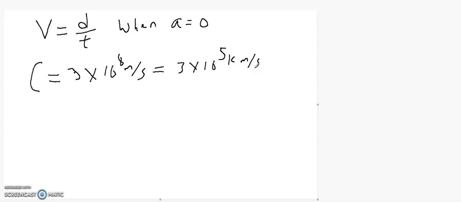And of course, that's true because 1 kilometer is the equivalent of 1,000 meters. So you could easily convert this number to this number. That's how this works.